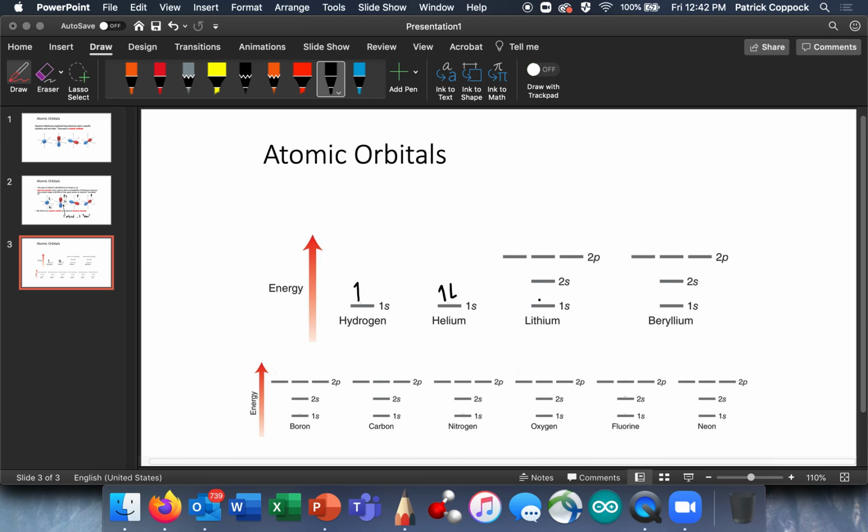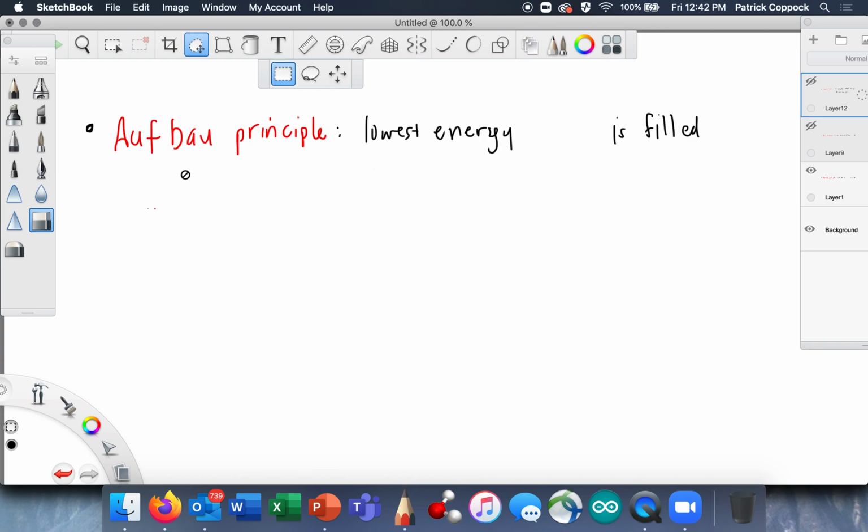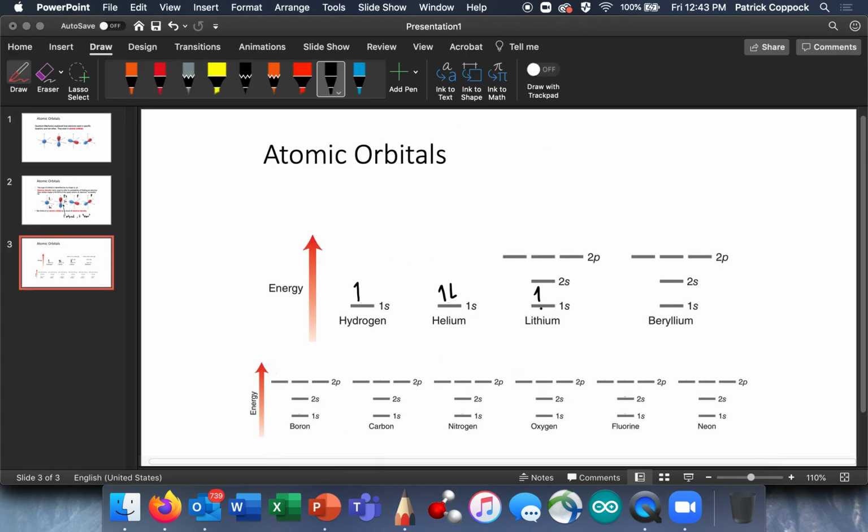The next question is, how do we know where these guys fill in here? You got this in Gen Chem, but let me remind you. The Aufbau principle tells us that the lowest energy orbital is filled first. You don't need to know the name of that. I just want to remind you that there is such a principle. You're probably used to drawing the electrons in the lowest energy orbital first. So let's go back over here. In that case, for lithium, I put the first one here. It's going to be 3 electrons total for lithium, right? Because it's got 3 protons. So there's the first one.